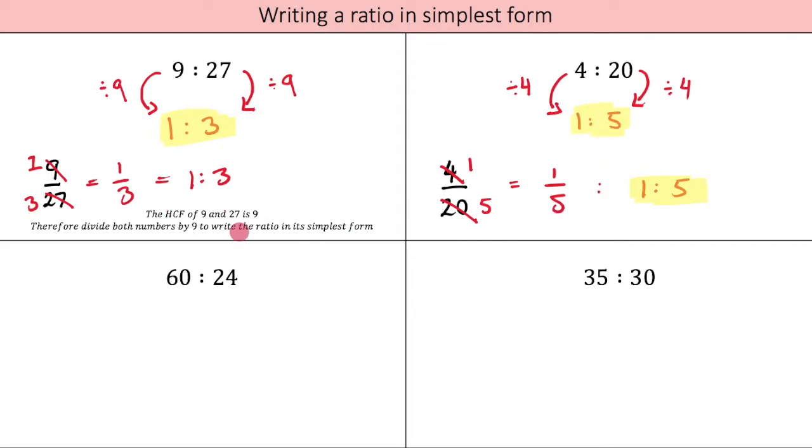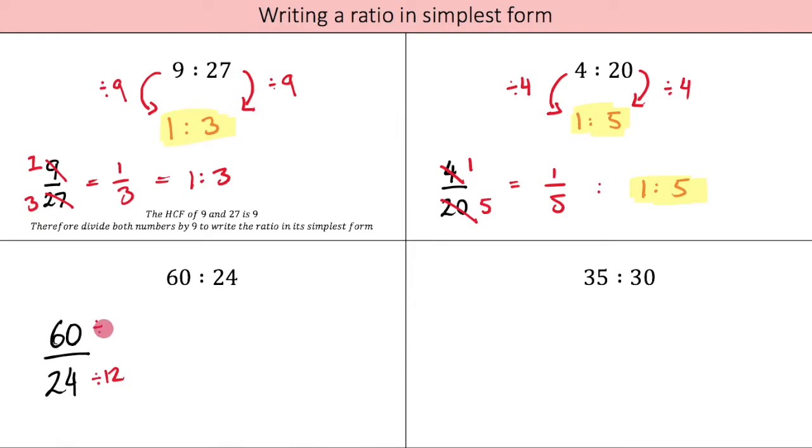Okay, let's keep on going, and we're going to do this one now. So we have 60 and 24. I might even just purely use my fraction notation here if you prefer that. So we have 60 over 24. Both of those are divisible by 12. I can divide this by 12.